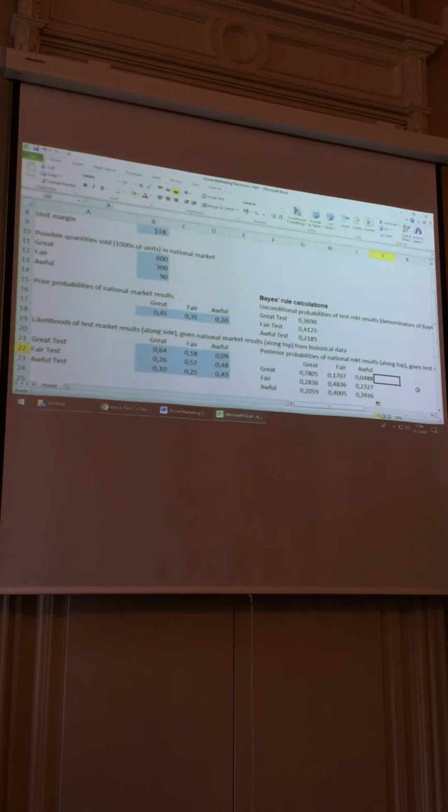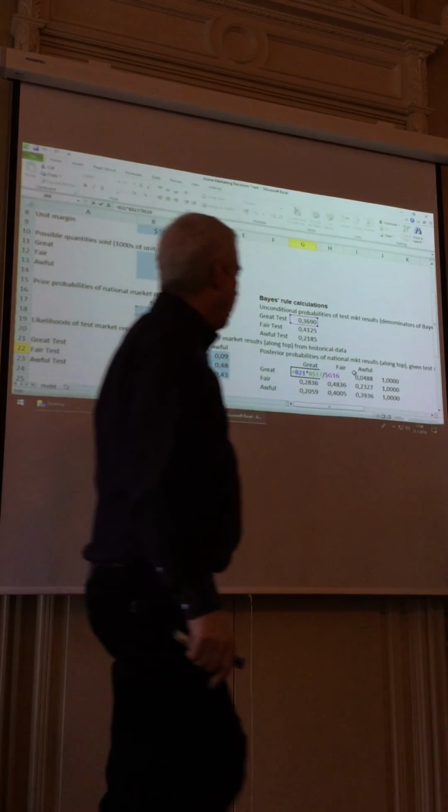And now we should be able to, let's check this, we should be able to sum across and get 1 in each of these 3 cases. So it's looking good. Okay, just have to make sure you have your anchoring correct.